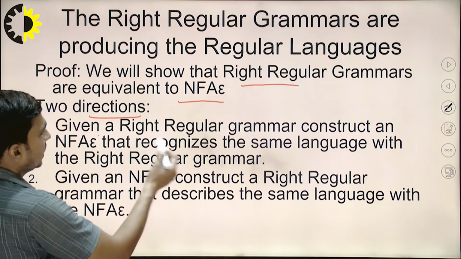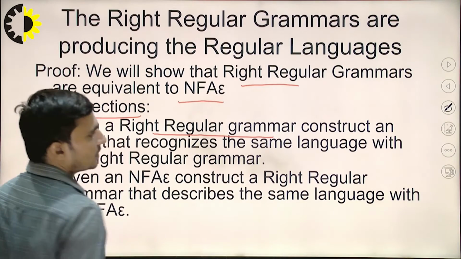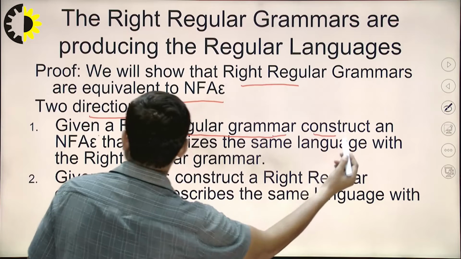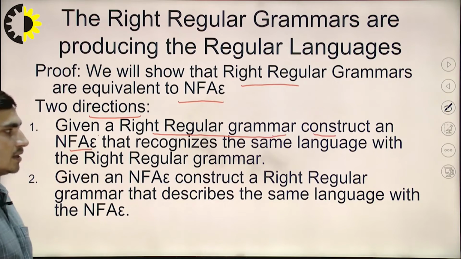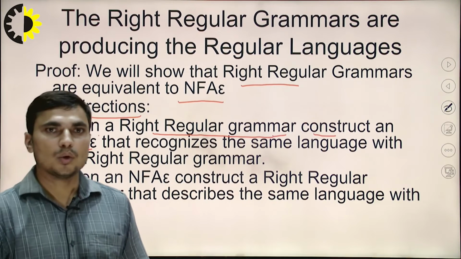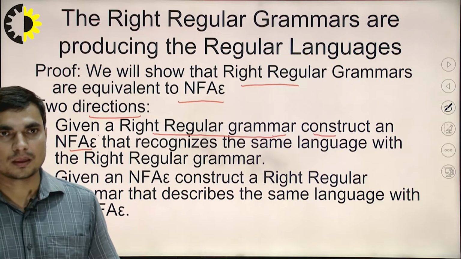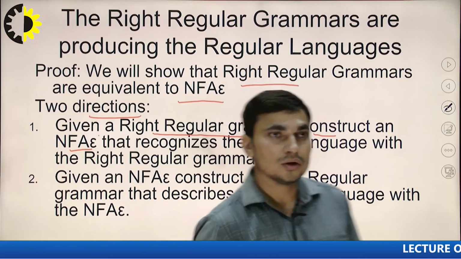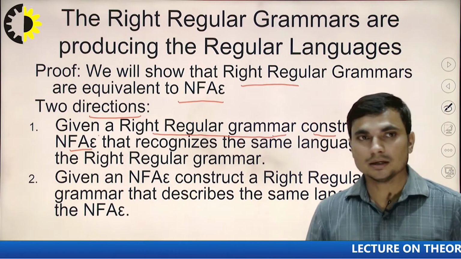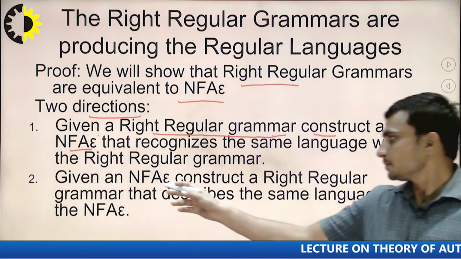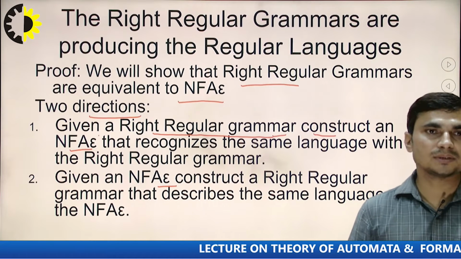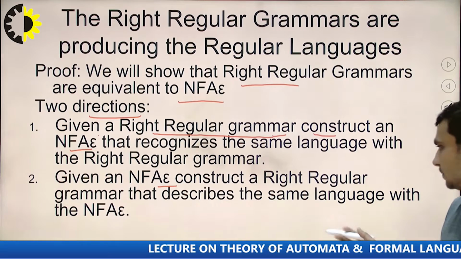The first thing is, if a right regular grammar is given, then for that right regular grammar, construct an NFA with epsilon that recognizes the same language as the right regular grammar. The second way to show that is, if we have an NFA with epsilon, construct a right regular grammar that describes the same language as the NFA.